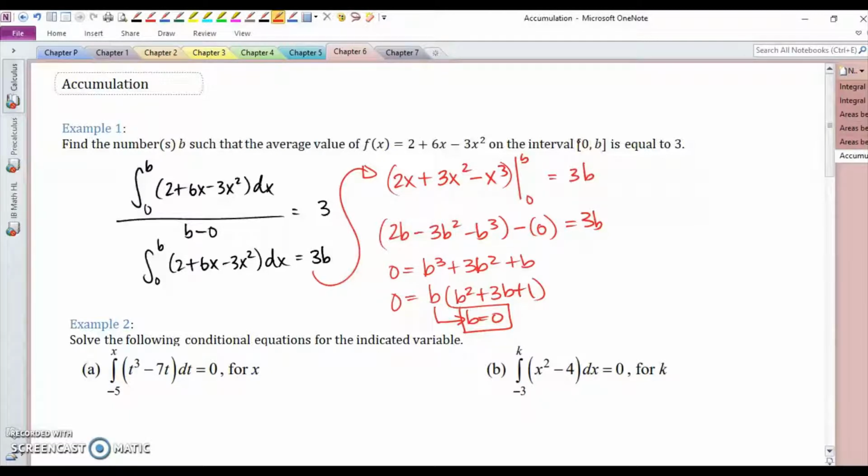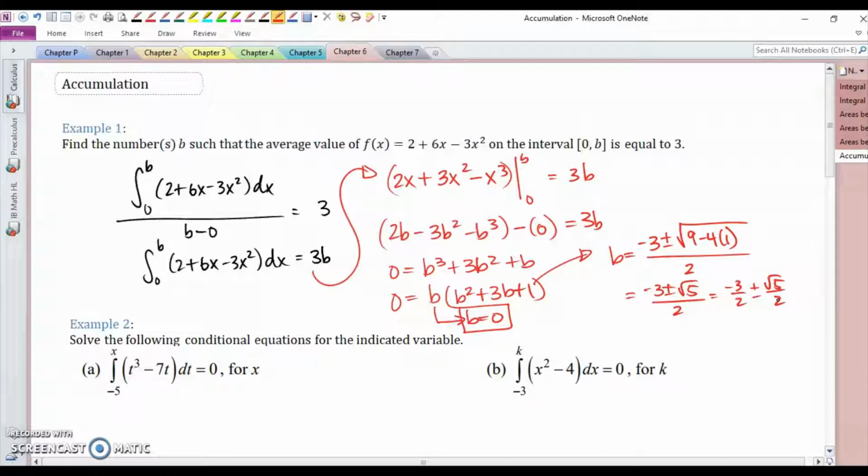Now, what about the other answers? Well, that's a quadratic formula right there. So good thing we know the quadratic formula, or if we could factor it, that would be great, but we can't. So b is equal to the opposite of b, negative 3, plus or minus, that's a different b, right? b squared, which is 9, minus 4 times a times c, which is 1, all over 2a, so all over 2. And that looks like negative 3 plus or minus root 5 all over 2, which is negative 3 over 2 plus or minus root 5 over 2. So there are my other 2 answers.